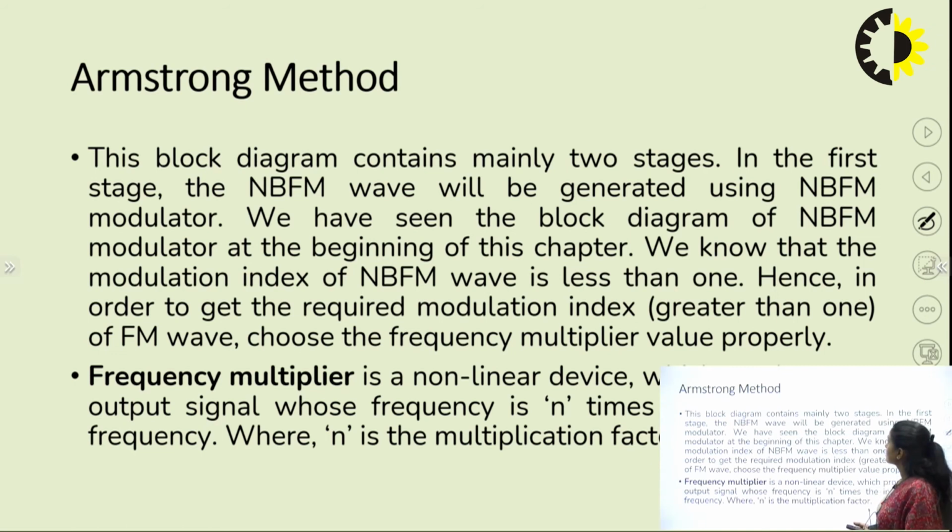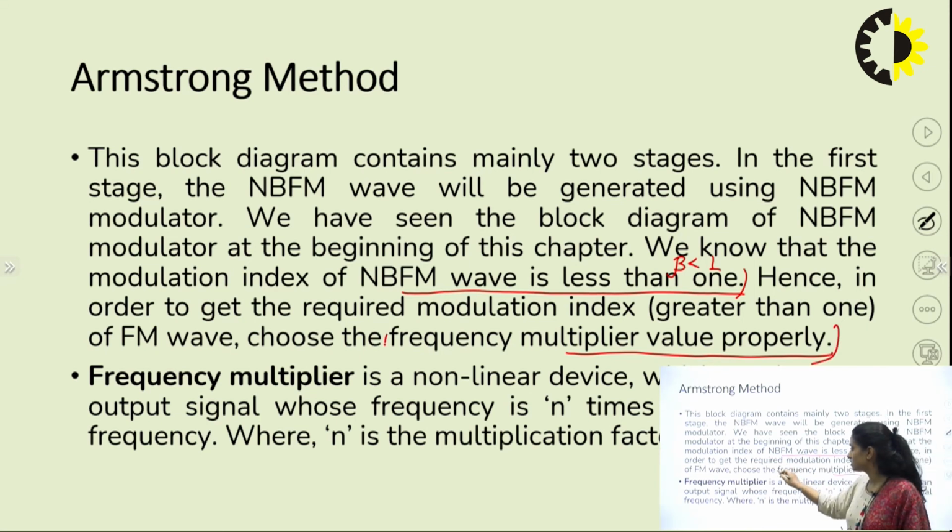Here, this block diagram contains mainly two stages. In the first stage, the narrowband FM wave will be generated using an NBFM modulator, a narrowband FM modulator. We have seen the block diagram of the NBFM modulator at the beginning of this chapter. We know that the modulation index of this is less than 1, beta less than 1. Hence, in order to get the required modulation index greater than 1 for the FM wave, we choose the frequency multiplier's value properly. Now I have to increase the value from less than 1 to greater than 1, so I have to choose frequency multipliers accordingly, right?